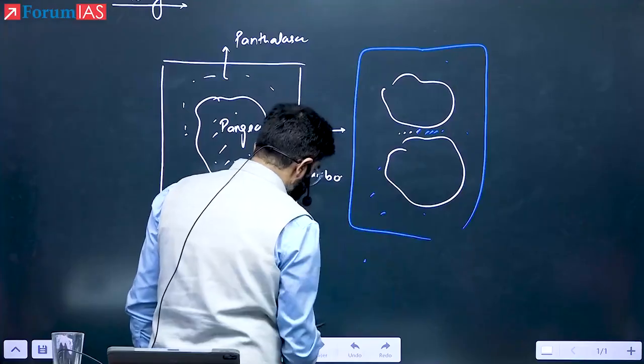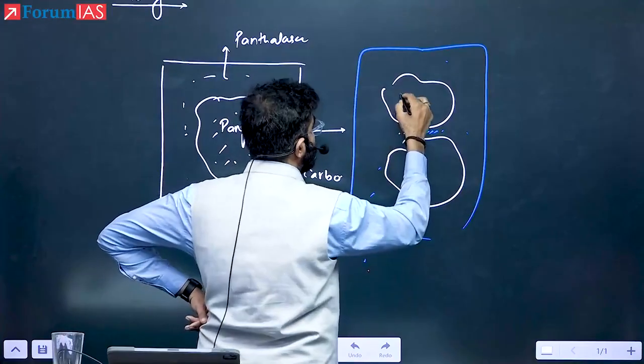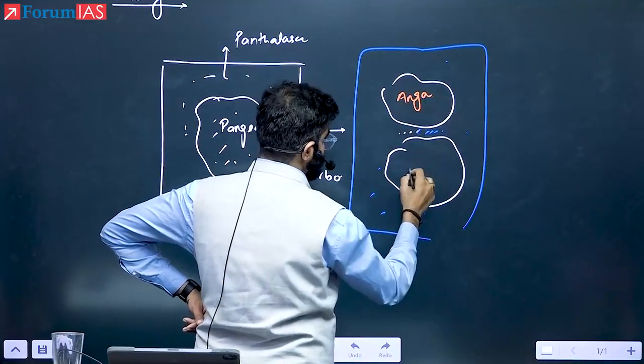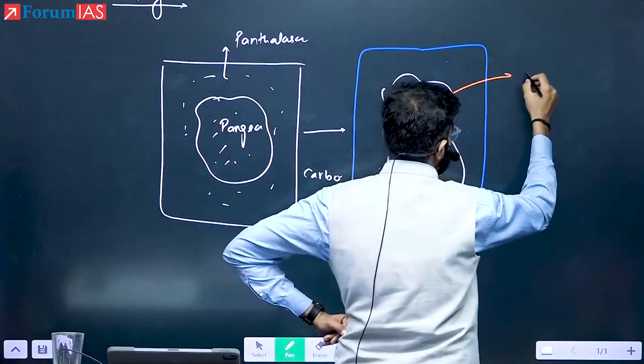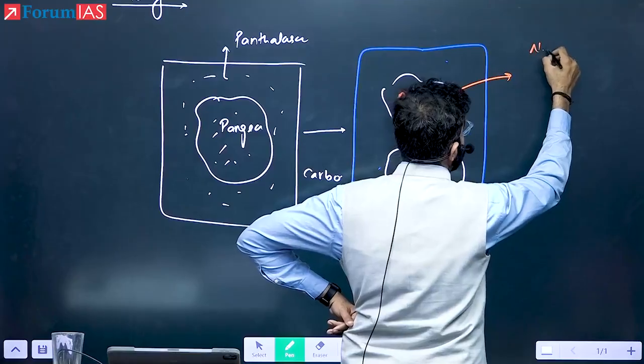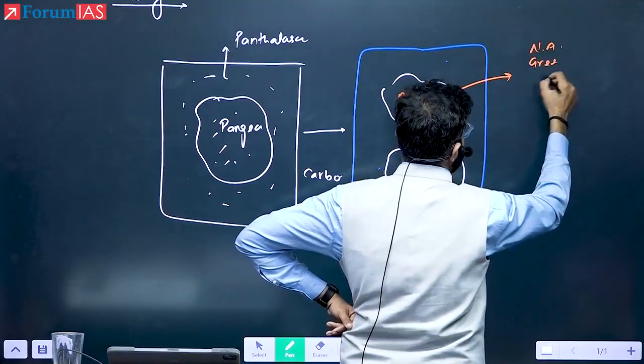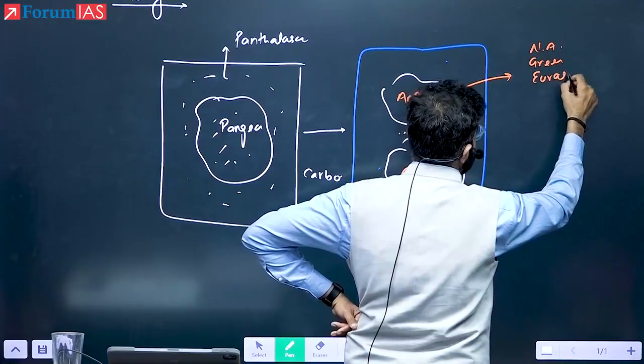What is the name of the northern part? Angara, or Laurasia. And the southern one was given the name Gondwana land. Laurasia further broke into three: North America, Greenland, and Eurasia, that is Europe and Asia.